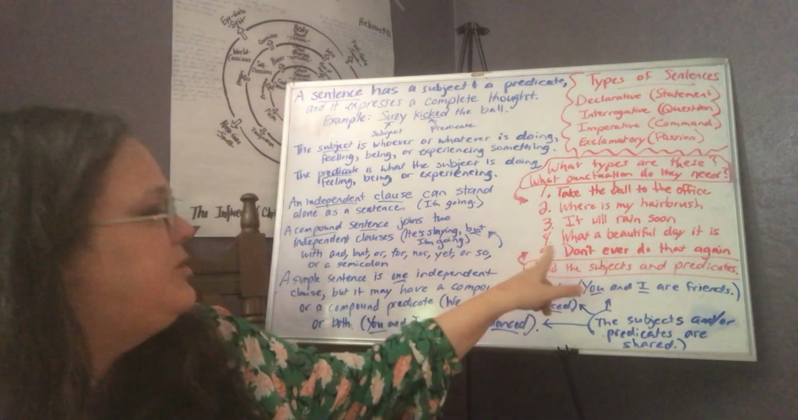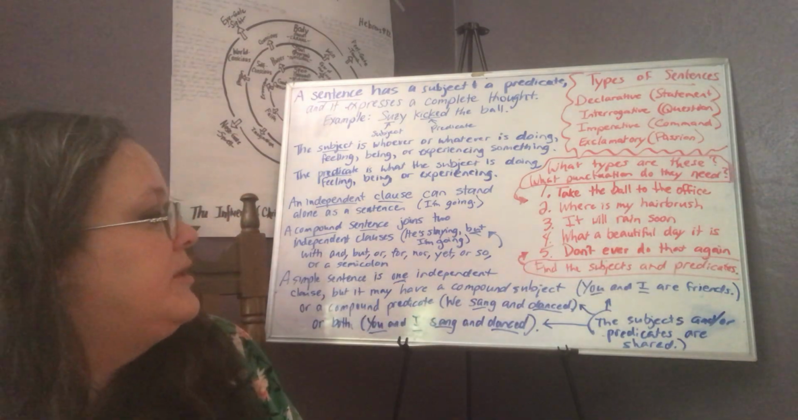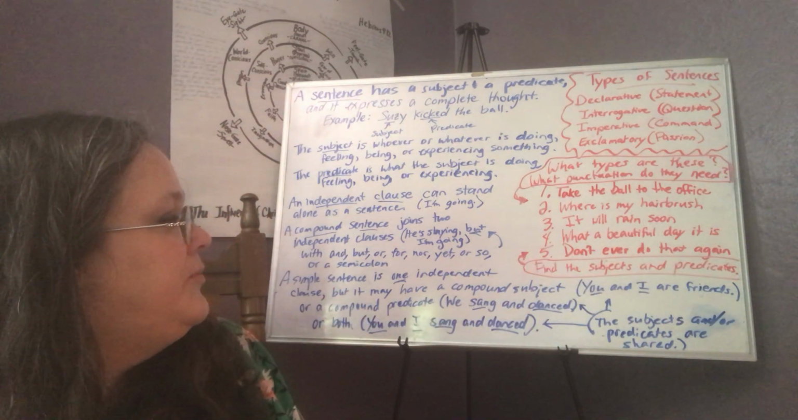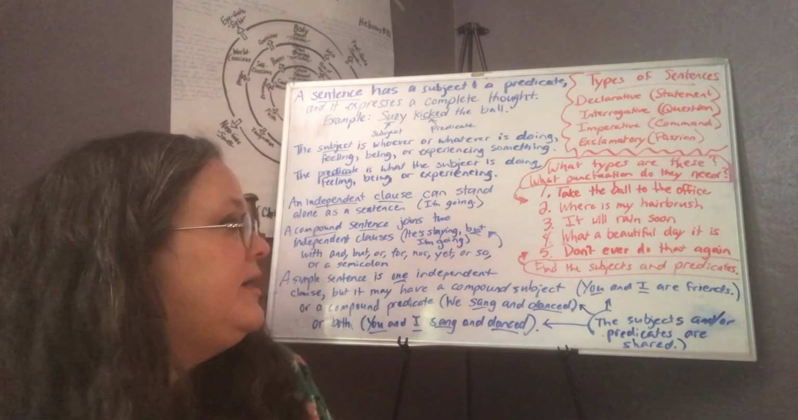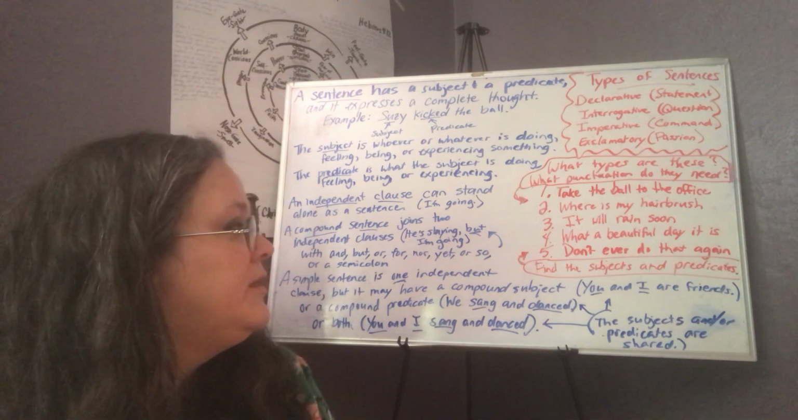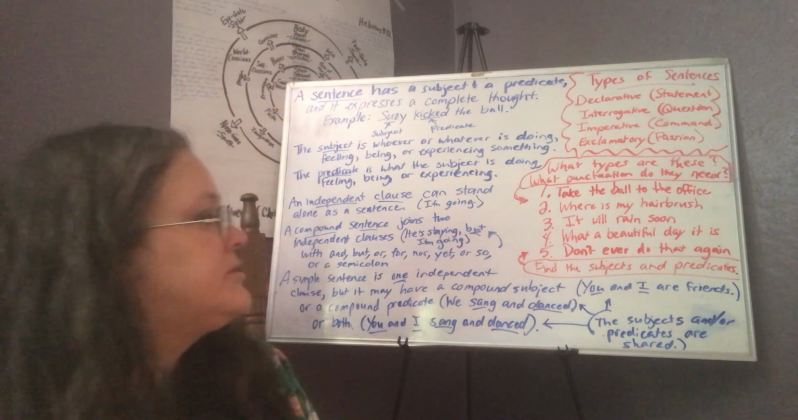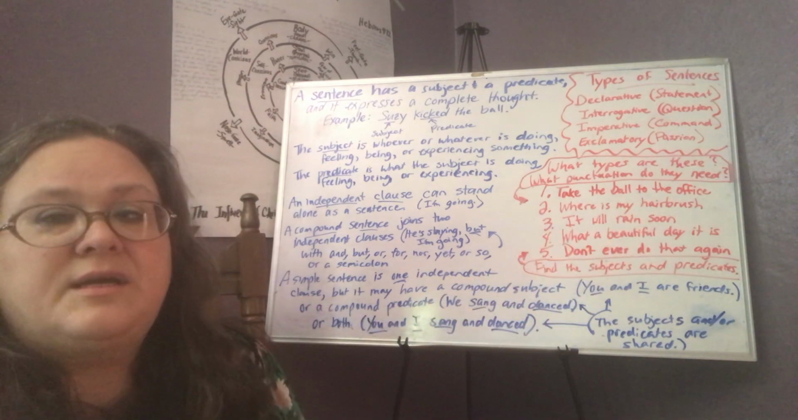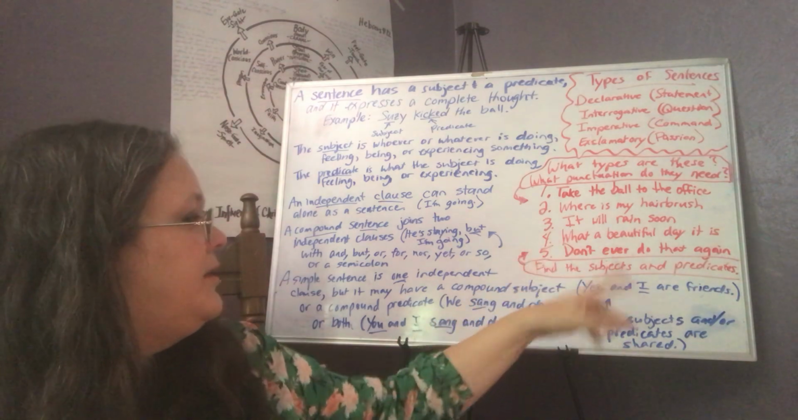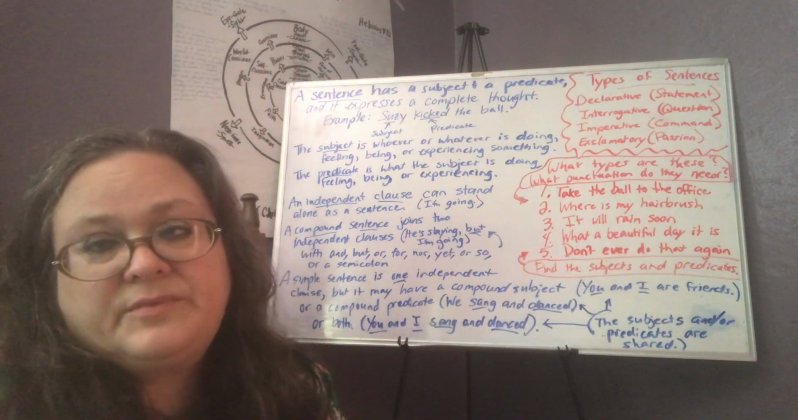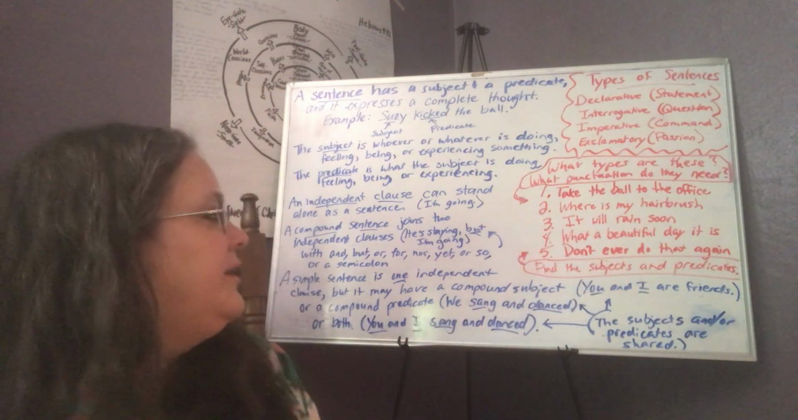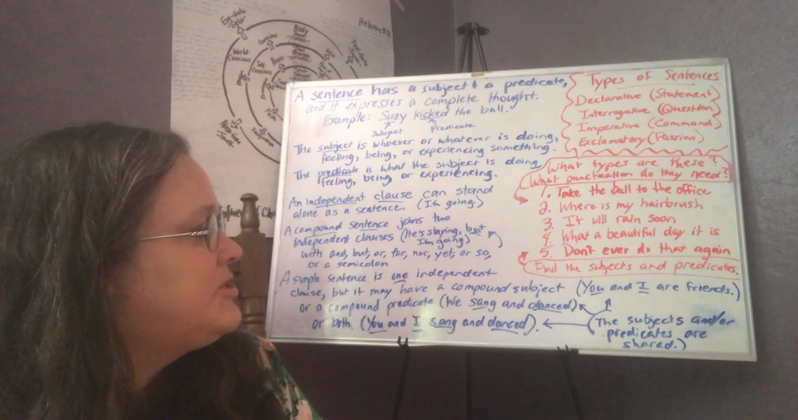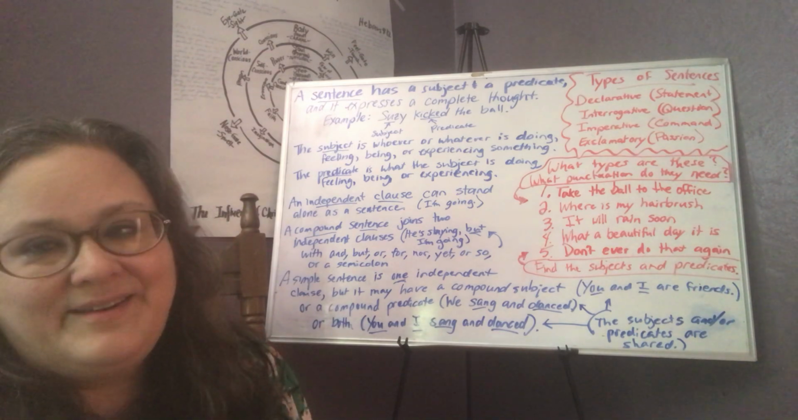And then, what a beautiful day it is! Exclamation point. Let's turn that one into a declarative sentence. So it could be subject, it, predicate, is. So we just need to say, it is, and take out the word what, it is a beautiful day, period. Declarative sentence. And then it says, don't ever do that again. Okay.